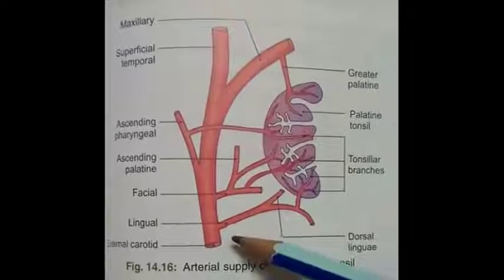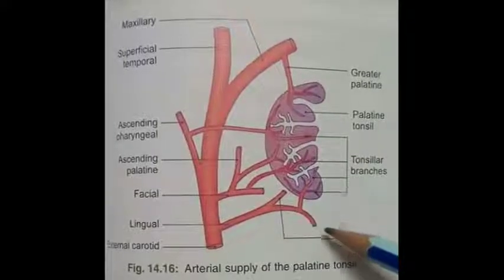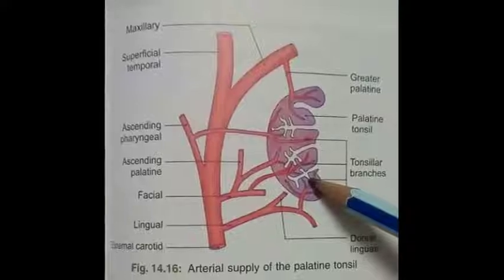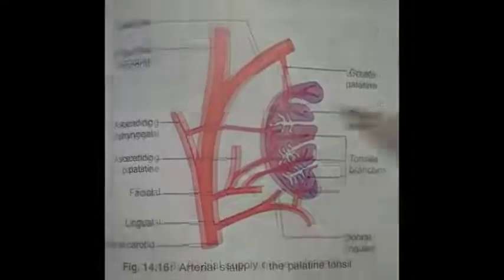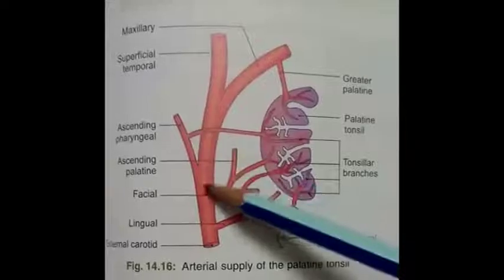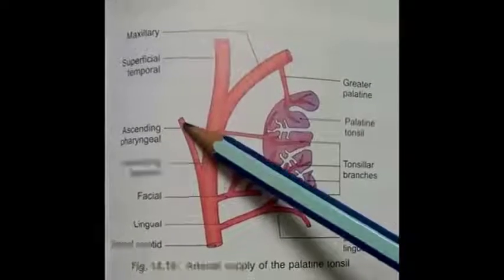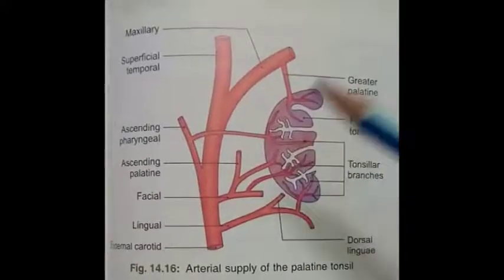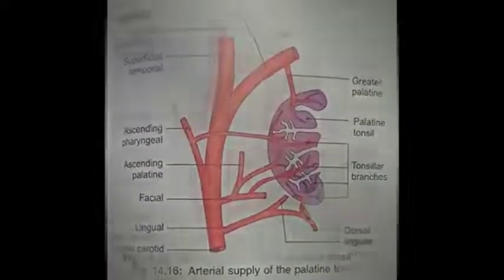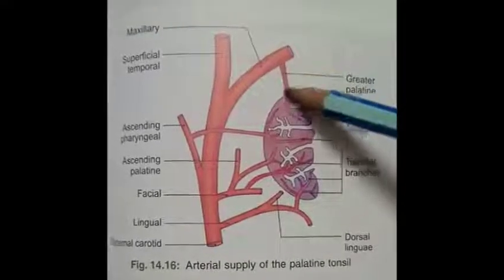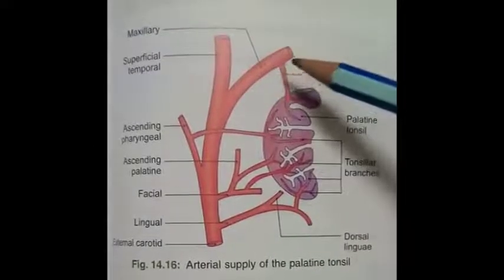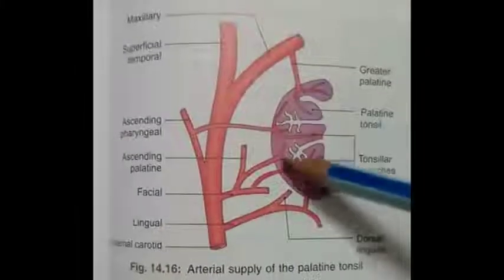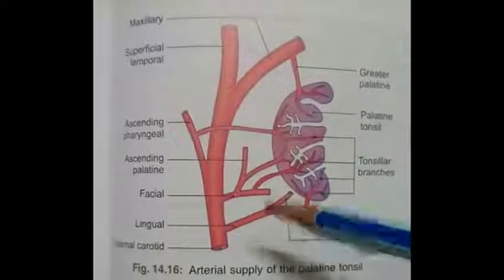Another artery is the lingual artery, which gives one branch, the dorsal lingual branch, for the tonsil. The ascending pharyngeal artery, which arises from the external carotid artery, gives one branch for the supply of the tonsil. The greater palatine branch is given by the maxillary artery for its supply. So the tonsil has a rich blood supply through these arteries.